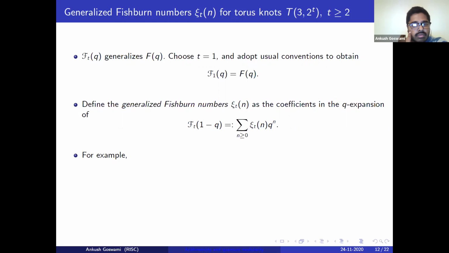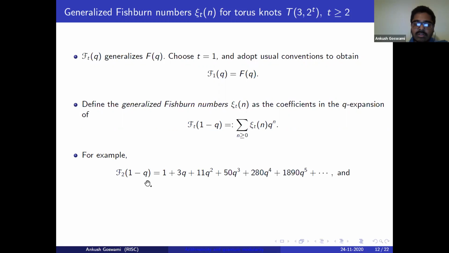Okay, so now if you choose t equals 2 and write the first few terms in the q expansion of that, you'll see this. You'll get 1 plus 3q plus 11q squared and so on. And similarly, if you choose t equals 3 and write the q expansion of F_3(1 minus q), the first few terms are going to look like this.